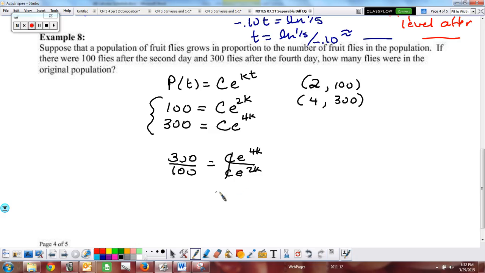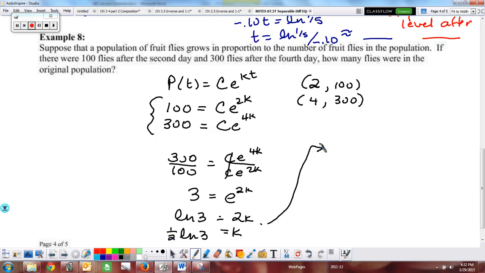We're going to use our subtraction property. This is going to be e to the 4k minus 2k, which is going to equal 3. And natural log of 3 equals 2k. k equals 1/2 natural log of 3. So we set up a proportion and solve for k. That's going to get us back to our original.